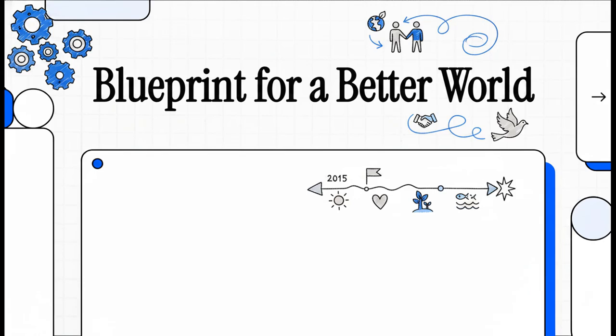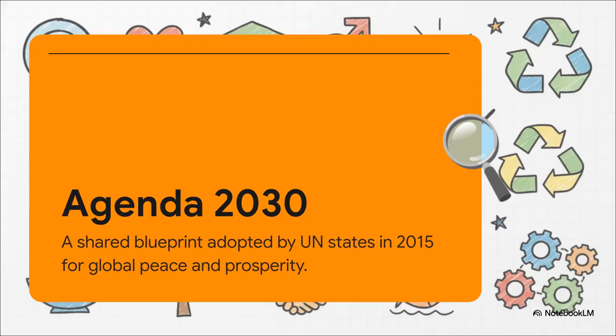Welcome to today's Explainer. Now, have you ever wondered what a genuine shared blueprint for a better world actually looks like? And I don't just mean globally, I mean right here in our own neighborhoods and schools. Well, back in 2015, all the United Nations member states got together and adopted this massive, incredibly ambitious plan to bring peace and prosperity to people and the planet. Today, we're going to unpack exactly how this works, and more importantly, how you guys can actually be a big part of it. So, Agenda 2030 is officially defined as a shared blueprint for global peace and prosperity.